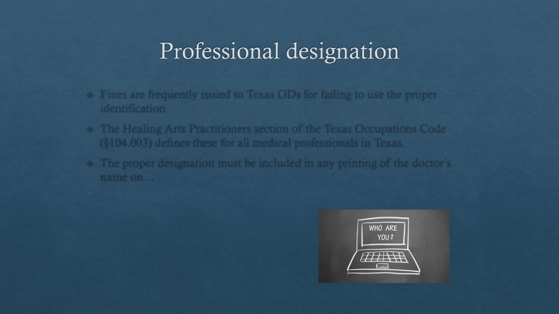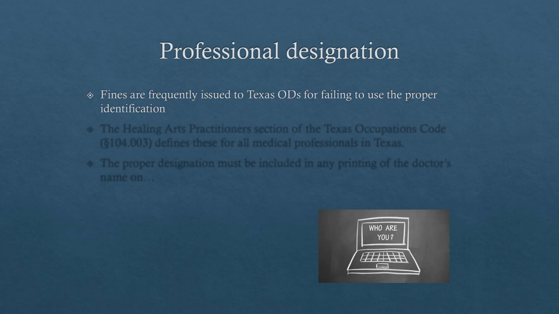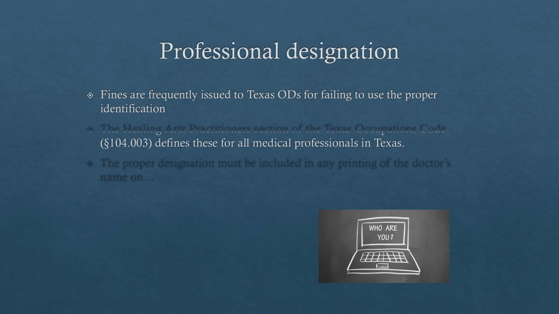Since I first started teaching this course in 2013, this has been the one item that the board has required me to talk about every single year. And the reason for that is that we continue to do it wrong. It is one of the most common reasons that optometrists are issued fines in Texas, and is really defined well in the Healing Arts Practitioner section of the Texas Occupations Code. That's section 104.003. It defines what a medical professional is allowed to call themselves or how they should be designated in Texas. And it's not just for optometry. Each profession has their own subsection that tells how they should be identifying themselves.